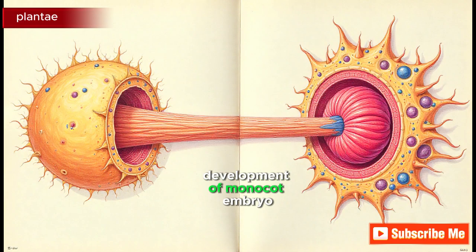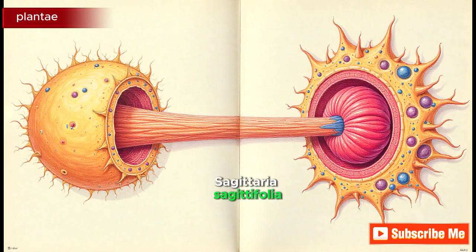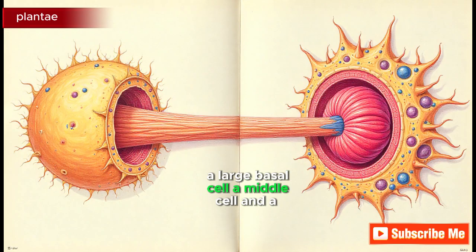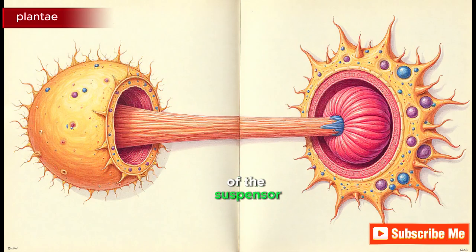Development of monocot embryo, Sagittaria sagittifolia. The zygote divides to form a proembryo, which is a filament consisting of 3 cells, a large basal cell, a middle cell, and a terminal cell. The basal cell is present towards the micropylar end. It enlarges in size, forming most of the suspensor.